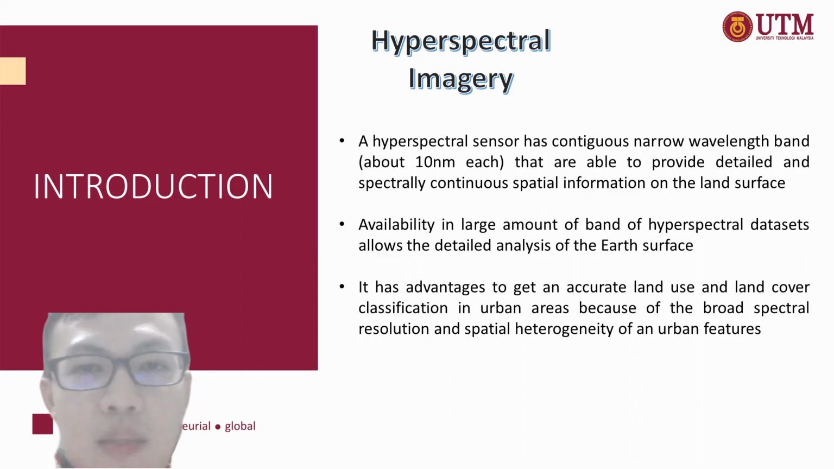Therefore, hyperspectral imagery has advantages for accurate land use and land cover classification, especially in urban areas, because of the broad spectral resolution and spatial heterogeneity of urban features.